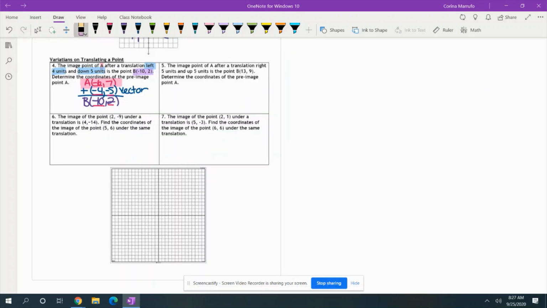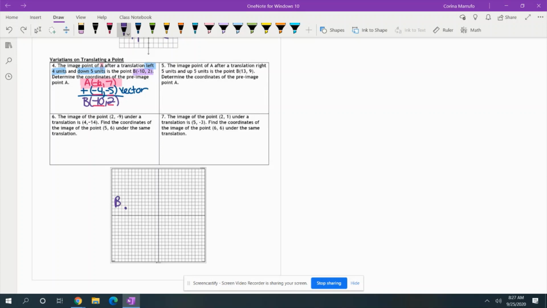Now, all right, so now we're going to go ahead and try this on the graph. Okay, so if you didn't understand it mathematically, we're going to do it on the graph. So we're going to go ahead and plot point B. Point B is negative 10. So 1, 2, 3, 4, 5, 6, 7, 8, 9, 10, and up to, that would be point B. Okay, now point B was translated under vector negative 4, negative 5, but we're going to go backwards.